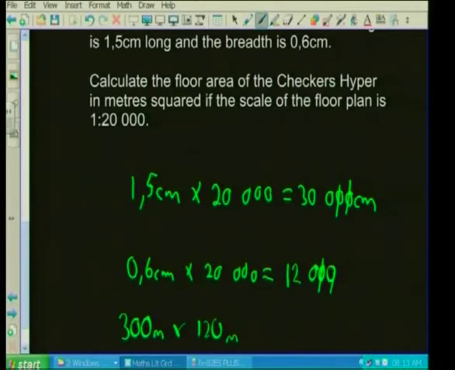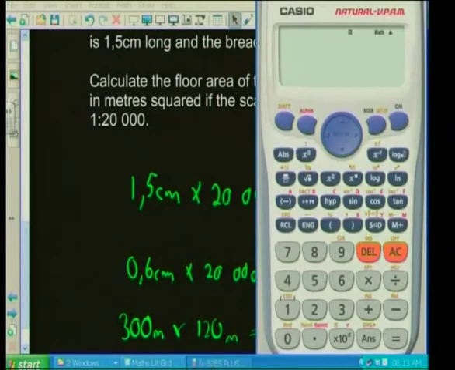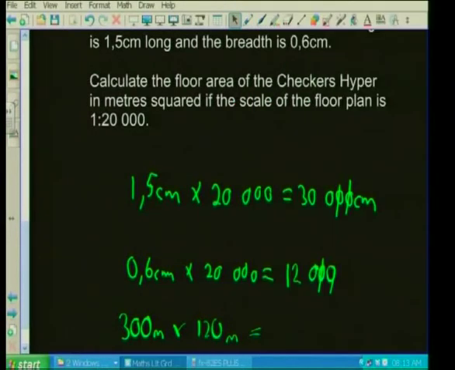And if we then go and calculate the area, because remember area is length times breadth, we can again use our calculator and type in 300 multiplied by 120, and then we'll get our answer of 36,000 square meters. Okay, so let's go and fill that in here. 36,000 square meters. Remember, the area units are square meters. So now we've calculated the floor space of our building there. It's 36,000 square meters. That's a rather large shop.